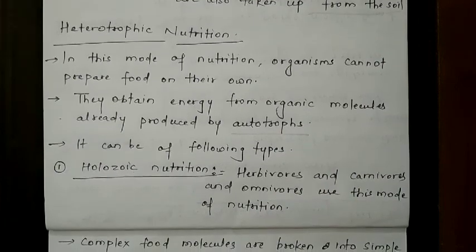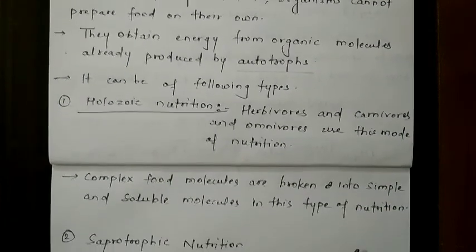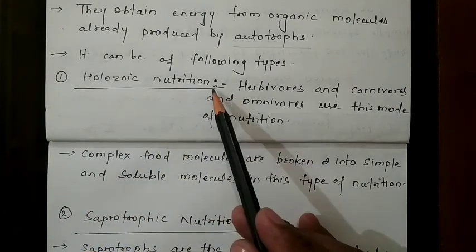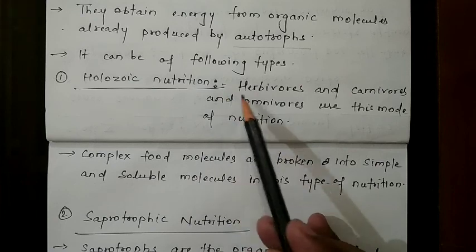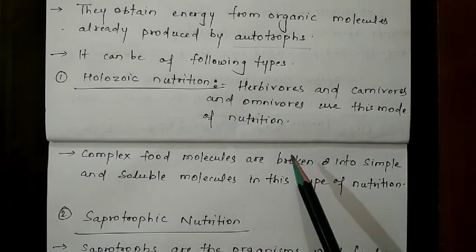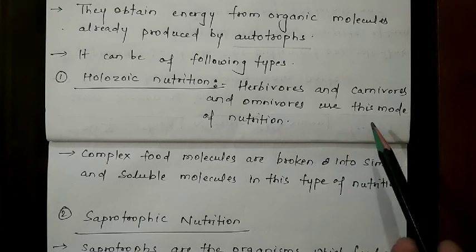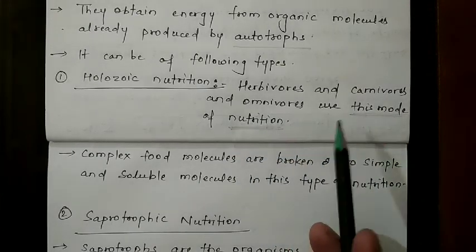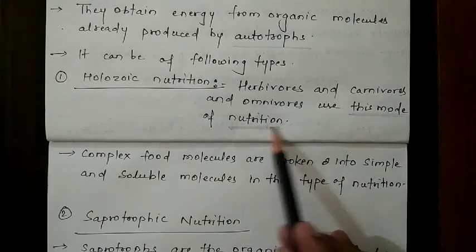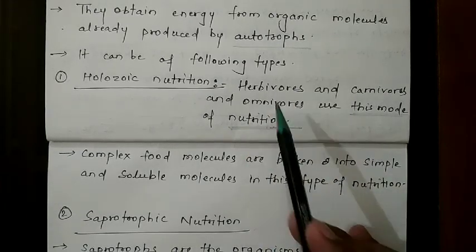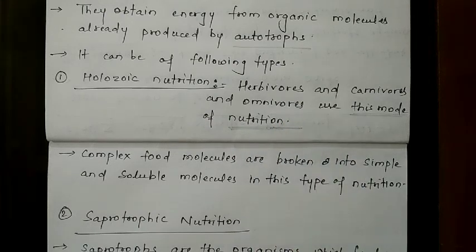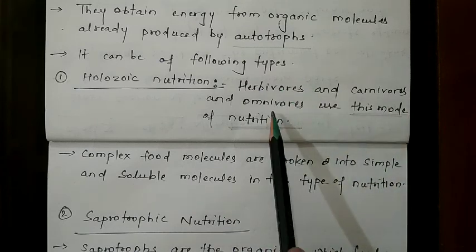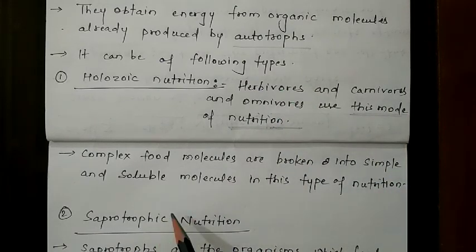Then it can also be of the following types. Means the heterotrophic mode of nutrition can be of the following types. First is Holozoic. It can be classified into three types. Holozoic means herbivores, carnivores and omnivores use this mode of nutrition. Means we consume the nutrient as a whole. So all these organisms, herbivores, carnivores and omnivores, use this kind of mode of nutrition.